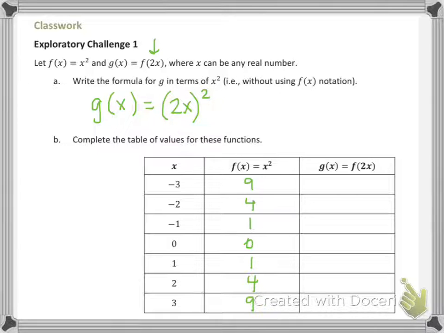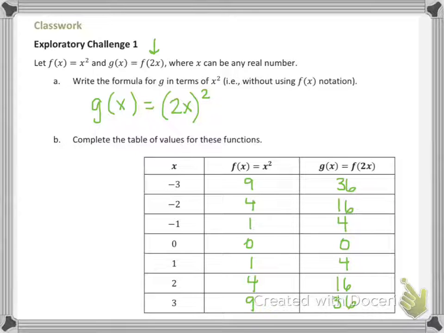g of x is 2 times the x value and then squared. So 2 times negative 3 is negative 6, and negative 6 times negative 6 is positive 36. Then negative 2 gives negative 4 squared, so negative 4 times negative 4 is positive 16. Negative 1 times 2 is negative 2, and negative 2 squared is a positive 4. A 0 is a 0. On the positive side, 1 times 2 is 2, and 2 squared is 4. And it looks like we're just mirroring our negative inputs.